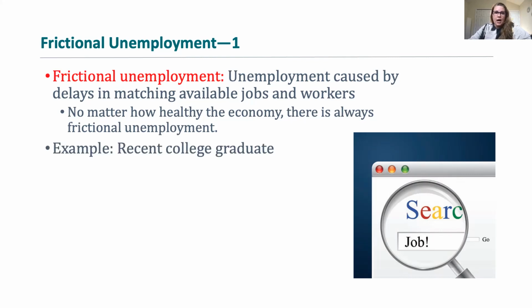When you graduate from college, you are most likely going to need to take some time to determine what's the best job for you. You won't be interested in just any job because now you have a specific skill set and you'll want the best job that matches that. On the other side of the job market, employers are rarely hiring the very first applicant they see. So when they post a position, it takes some time for them to find the right person. These time lags are what create frictional unemployment.